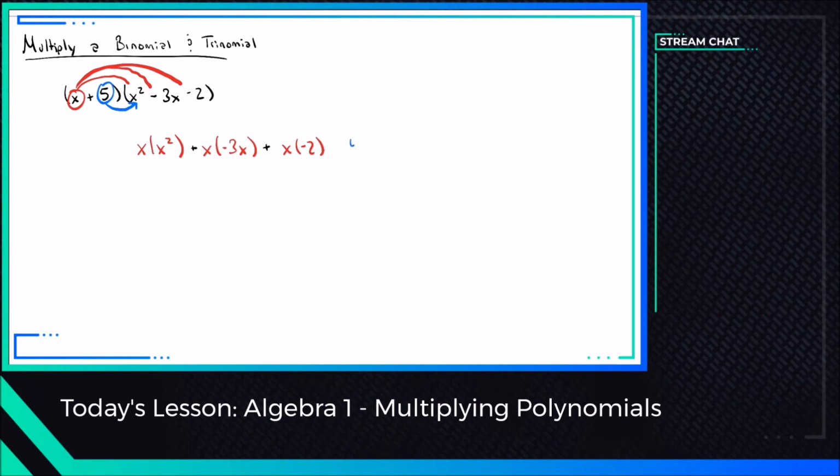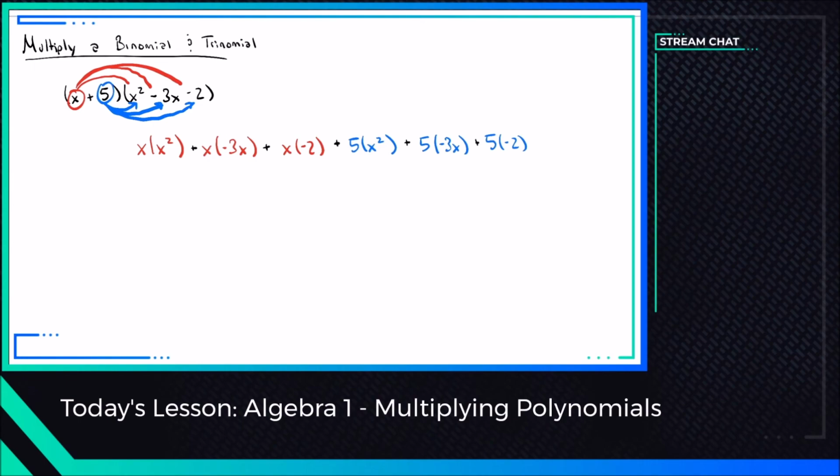So that's going to be a 5 multiplied by an x squared, a 5 multiplied by a negative 3x, and then a 5 multiplied by a negative 2. We're going to put our plus signs in there. And now we just multiply it out, combine like terms, and be good to go.